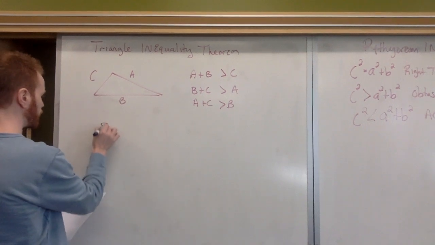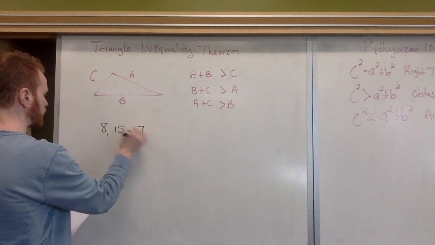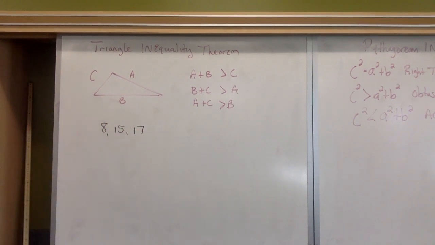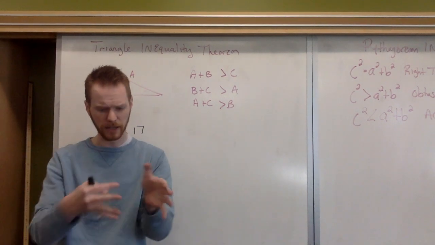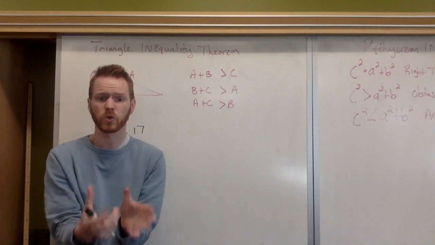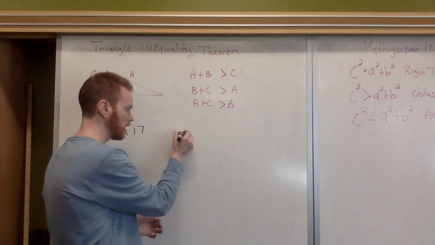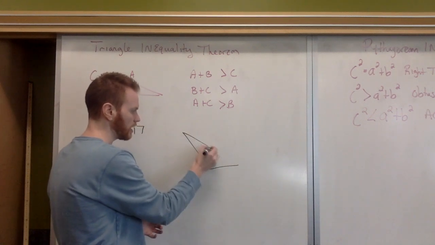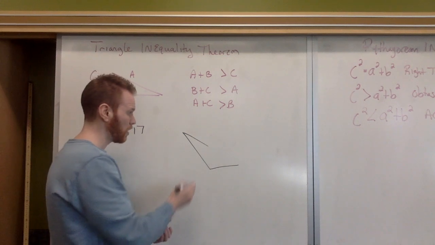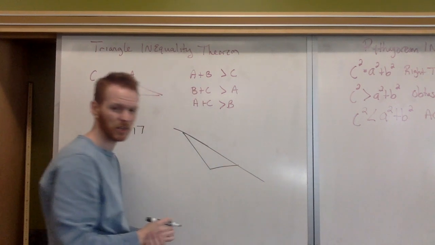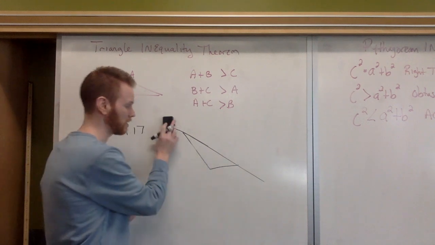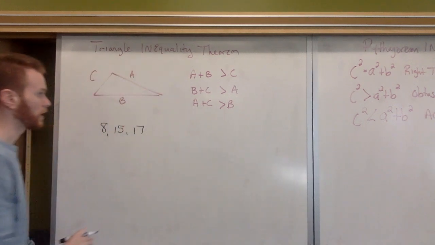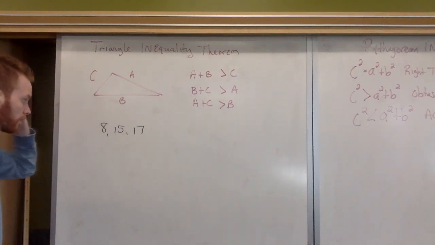Let's jump into an example. 8, 15, and 17. Let's say I was trying to cut pieces of wood out, and I'm trying to see if I can make an actual whole triangle, one that isn't incomplete or doesn't overshoot the side. I'm trying to find a triangle that actually goes together by using this inequality theorem.